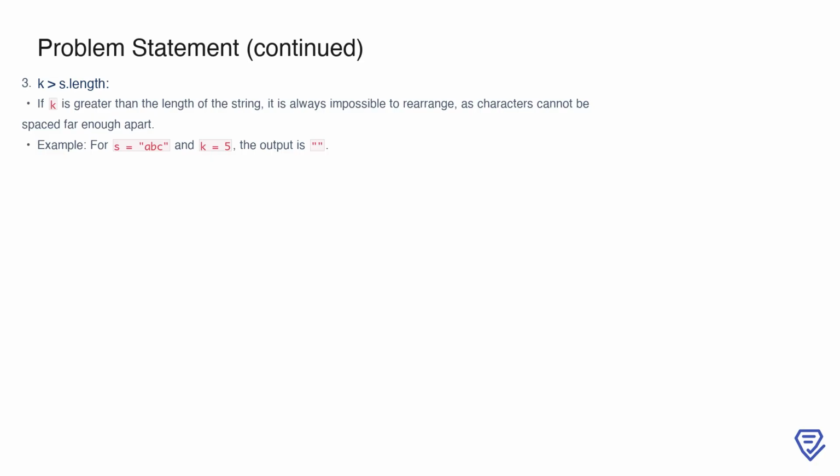Second, if all characters in the string are the same, such as s equals "aaa", a valid rearrangement is only possible if k equals 1. For any k greater than 1, it becomes impossible to rearrange the string, so the output would be an empty string. Finally, if k is greater than the length of the string, it is always impossible to satisfy the condition. For example, if s equals "abc" and k equals 5, the output must be an empty string because the characters cannot be spaced far enough apart. These edge cases help clarify the behavior of the solution under different scenarios.